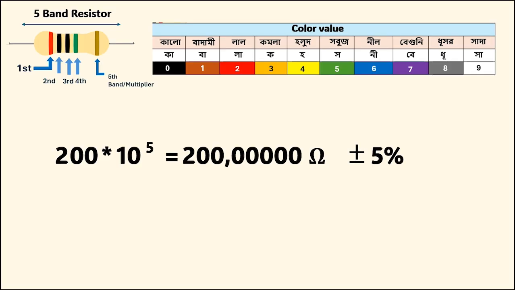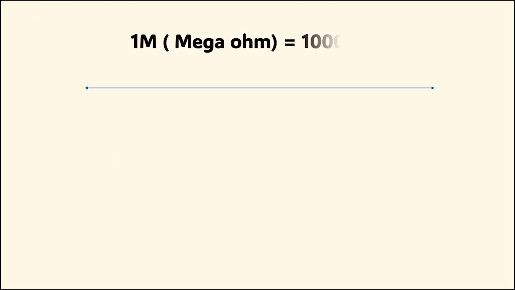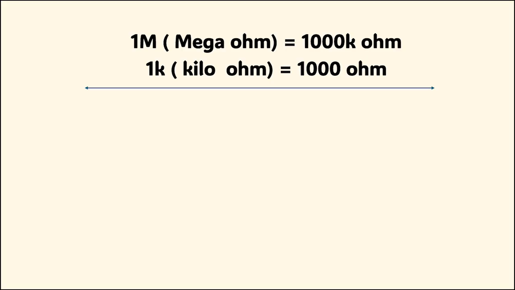But we can't write such a big value anywhere. So we need to lower the value. To shorten it we have to do another calculation. That is, 1 megaohm is equal to 1000 kilo ohm, and 1 kilo ohm is equal to 1000 ohm. So we can say that 1000 ohm is equal to 1 kilo ohm, and 1000 kilo ohm is equal to 1 megaohm.